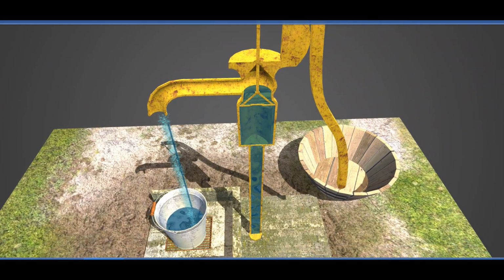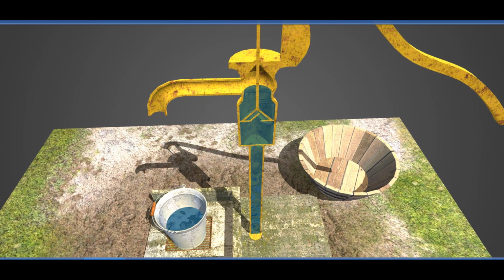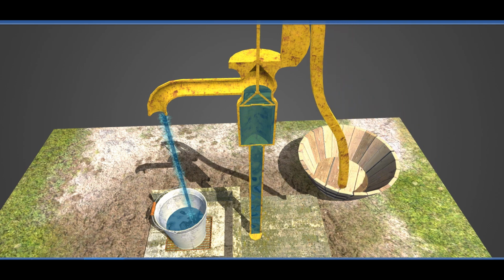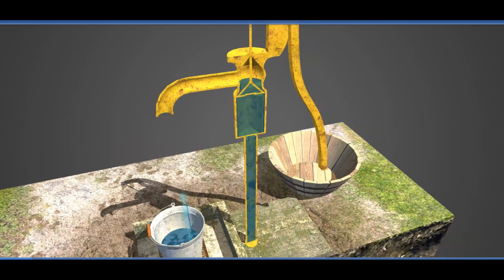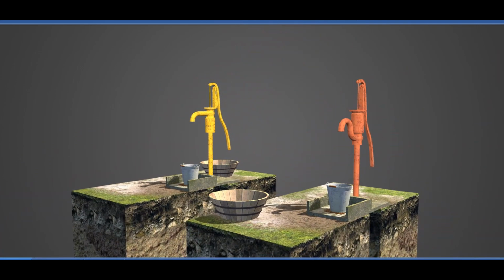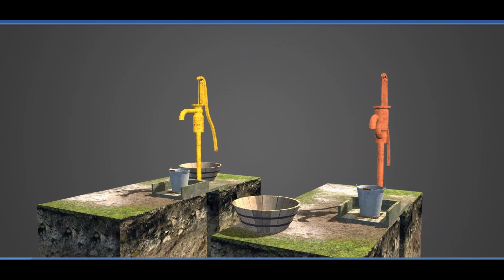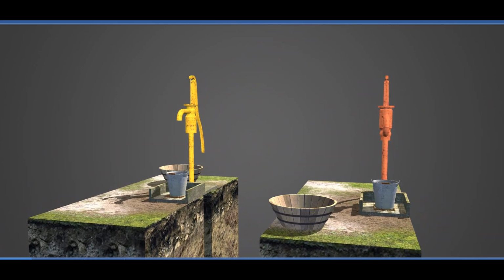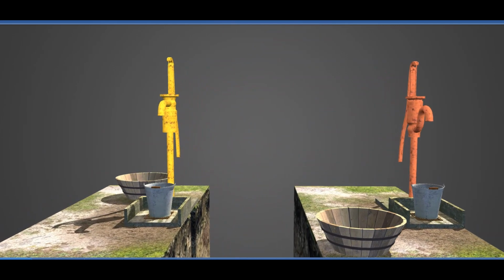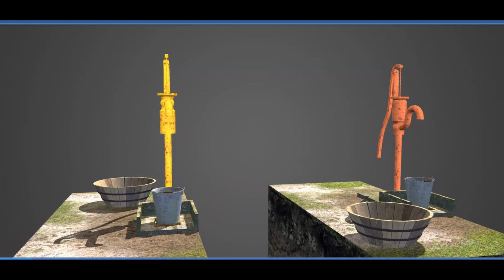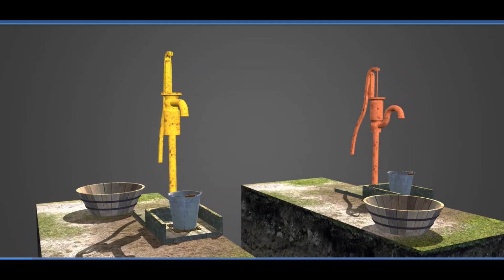In a summarized version, suction pumps rely on vacuum pressure to draw fluids, effective for shallow depths up to 10 meters, whereas direct action pumps use mechanical force to lift fluids, suitable for deeper applications.